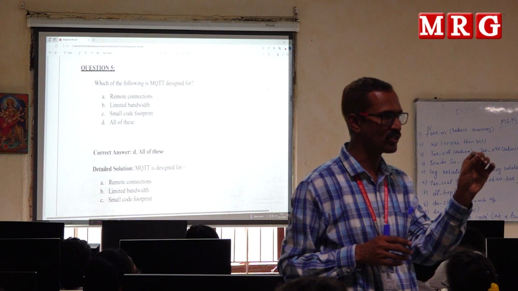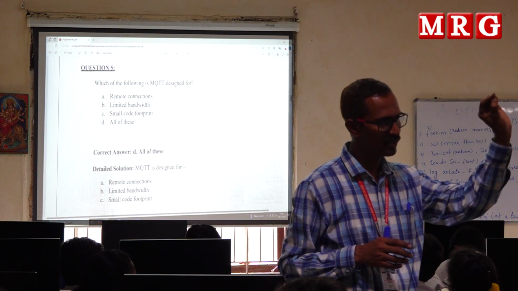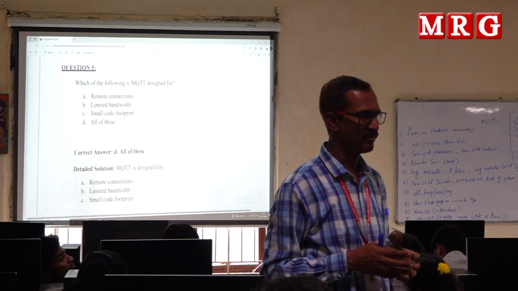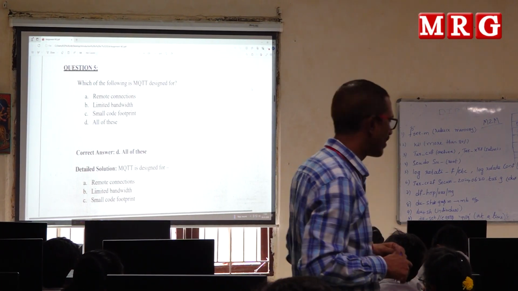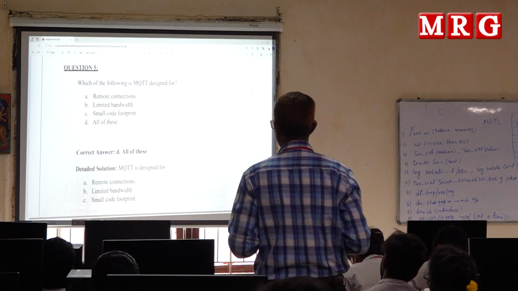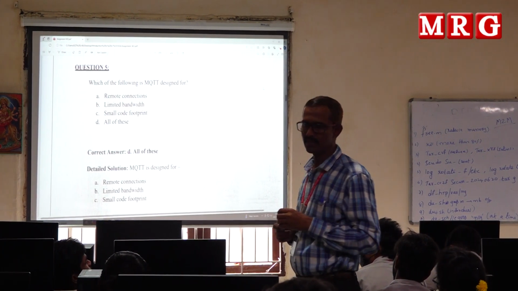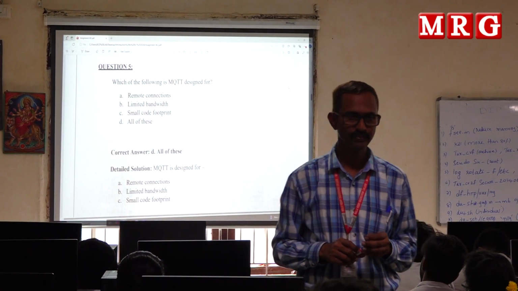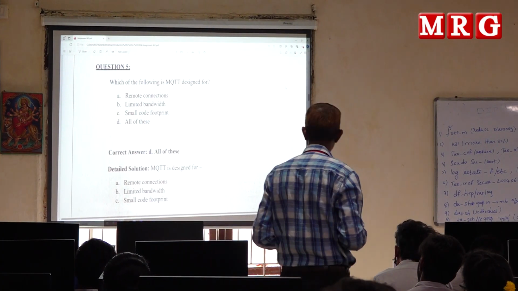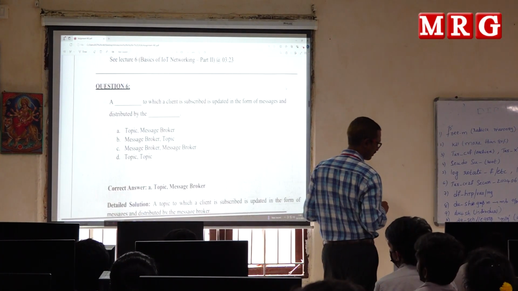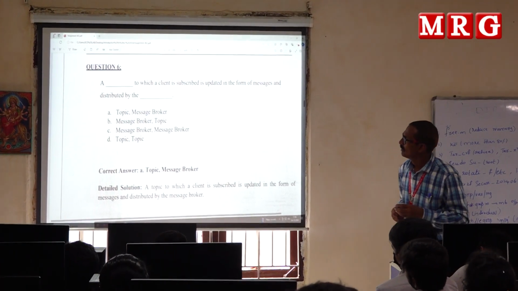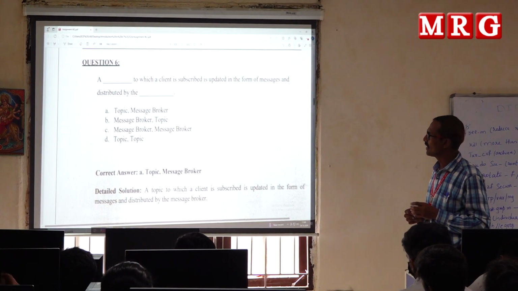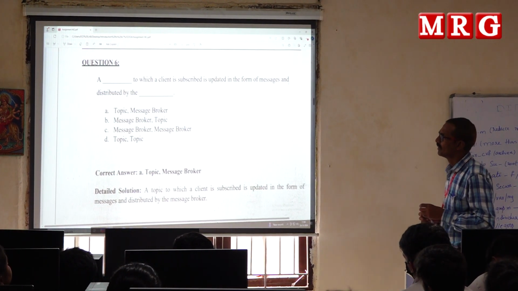A sensor along with a small processing unit, small in size like this. You can't expect a huge memory to store your program. So it is all limited: limited bandwidth, small code footprint. The protocol is designed for remote connections and all this. So all the options are correct. The answer is all of them. Next question. A dash to which the client is subscribed is updated in the form of messages and distributed by dash.